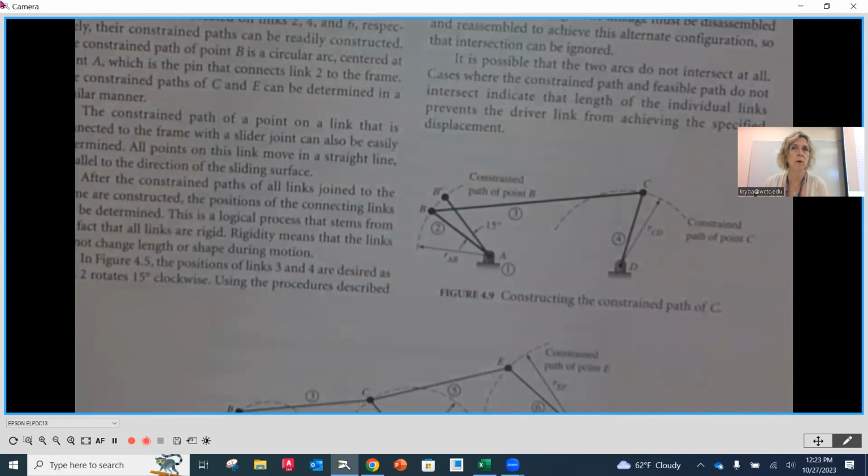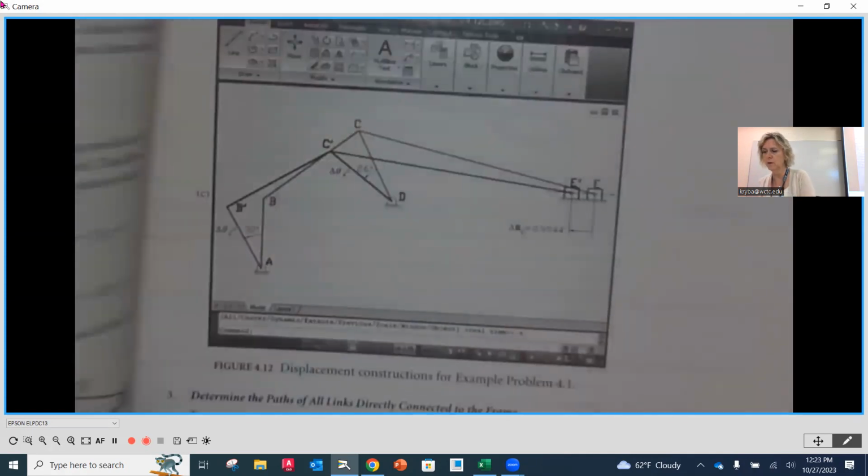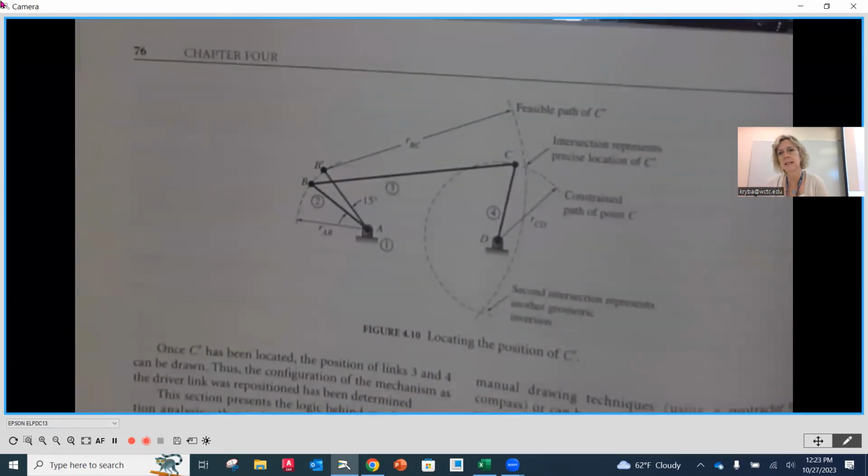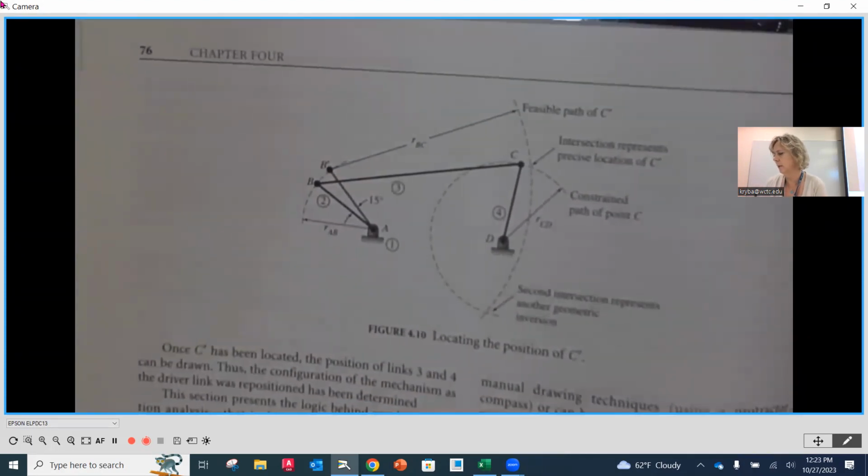That's what you're going to use CAD for. And using CAD gives you a nice accurate number for that. So if we turn our page here to page 76, we can see that very same scenario play out.